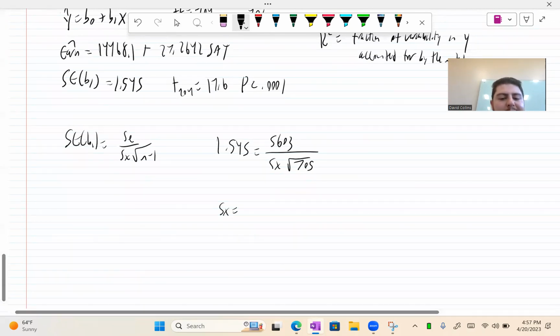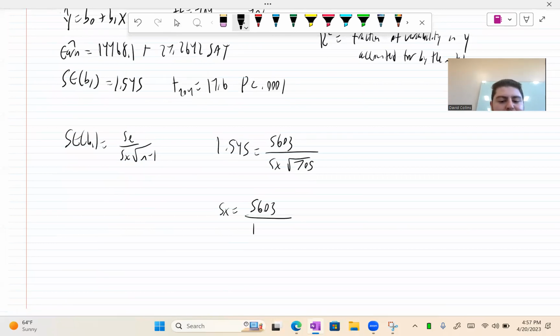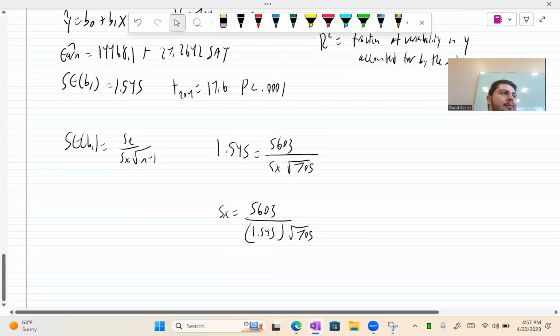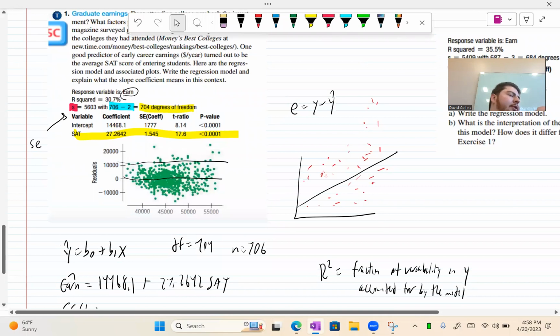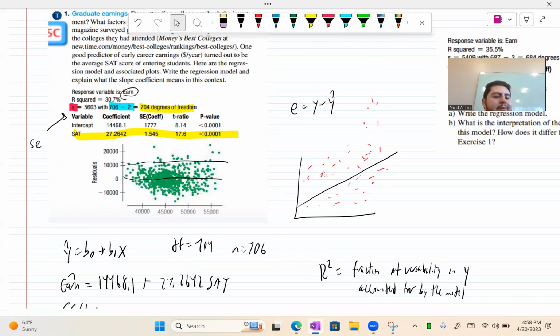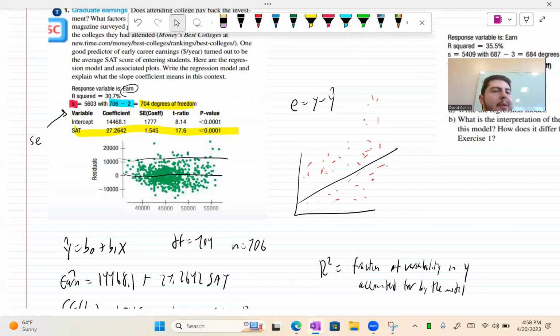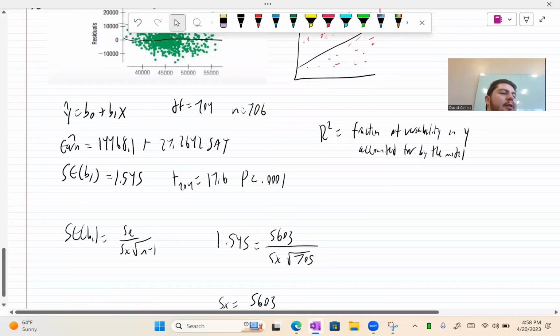And you get S sub X, you plug that into your calculator, and that's your S sub X. Just so you guys are aware of how you can manipulate it. Because S refers to the standard deviation of residuals. You just have to know that. So S is always referring to S sub E. Just always. But you can back solve for the data's standard deviation.